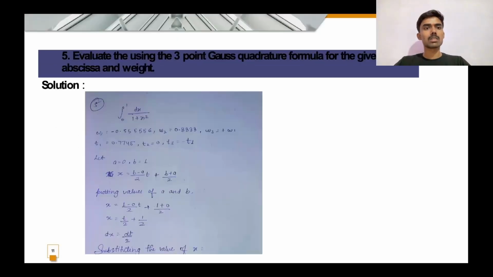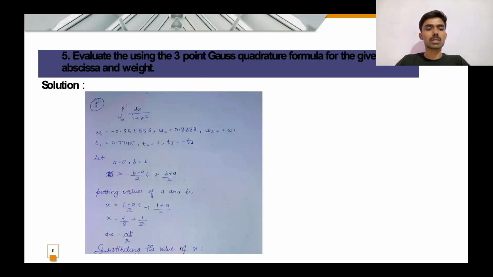For the next question, we are to evaluate the expression using the 3-point Gauss quadrature formula for the given abscissas and weights. So here our question is the integral of dx by 1 plus x square from limit 0 to 1. Here the values of w1, w2 and w3 are given, and t1, t2 and t3 are also provided. So now to solve it with Gauss quadrature formula, we will convert the limits from 0 to 1 to minus 1 to plus 1, and also x will be converted to t, and the differentiation will become dt from dx.